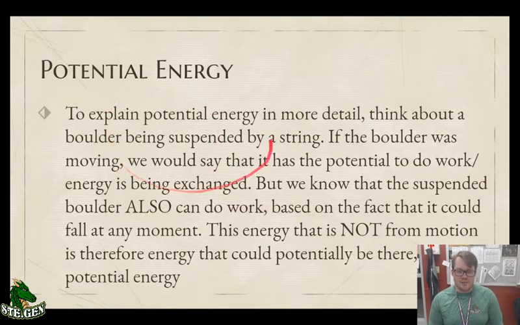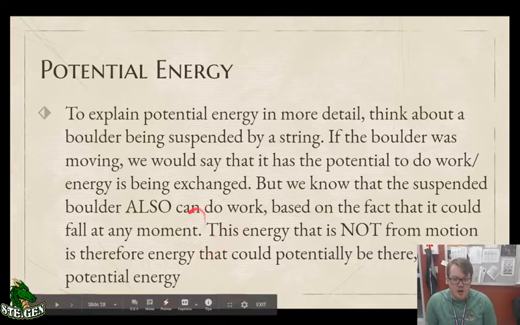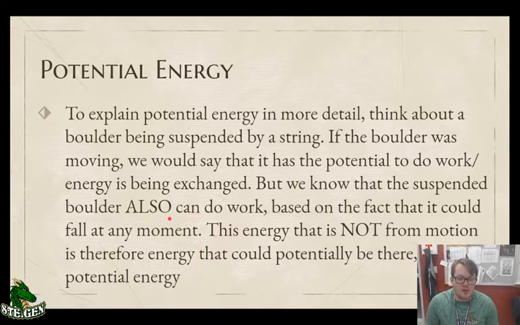One example of this would be a boulder being suspended by a string. If the boulder was moving, we would say the energy was being exchanged while it moved. But we know that the suspended boulder can also do work. Not just when it's moving, but when it's suspended there, it can do work based on the fact that it could fall at any moment. That falling would be the force of gravity displacing it, and as it's displaced, it's moving over a distance with the force, and that's work. That means work would have happened on it.